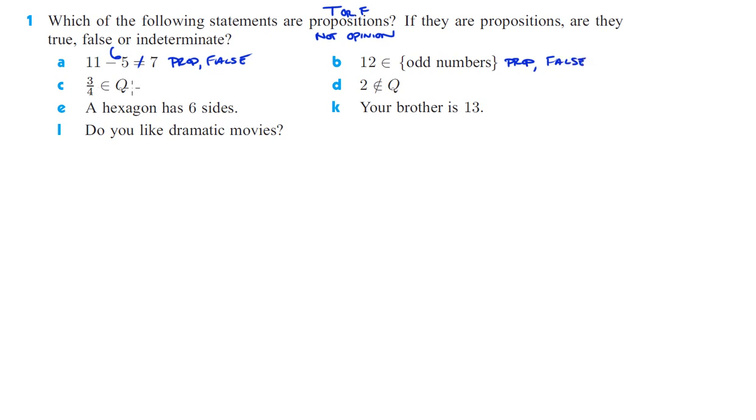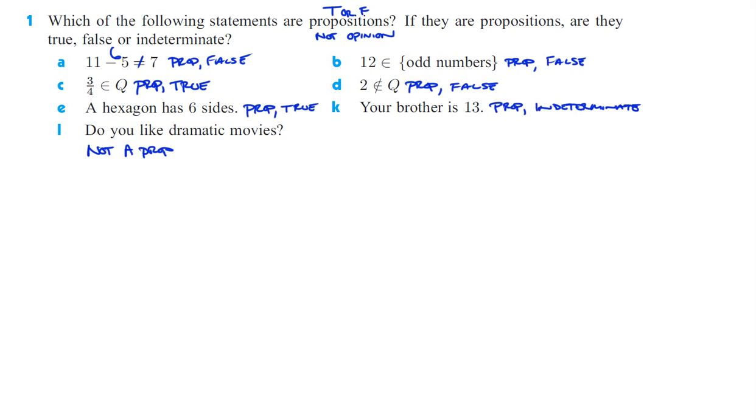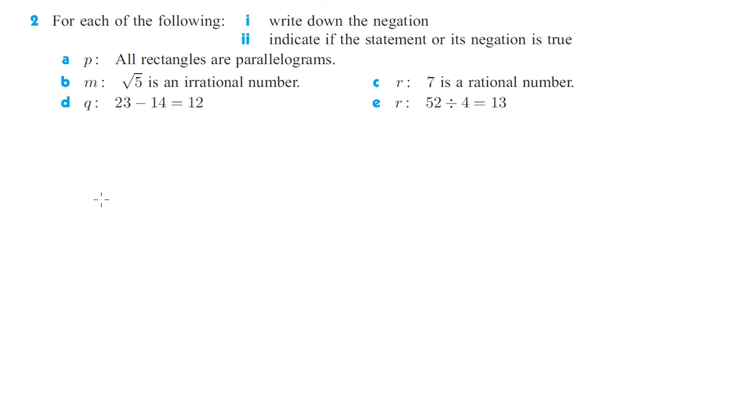Okay, 3/4 is an element of the rational numbers, so that's a proposition. So we can answer it true or false, and it is. 3/4 is an element of the rational numbers, so that is actually true. All right, moving on to the next one, number 2.